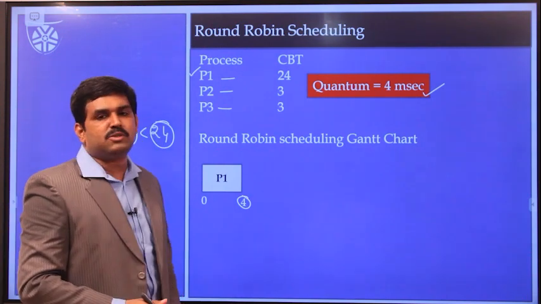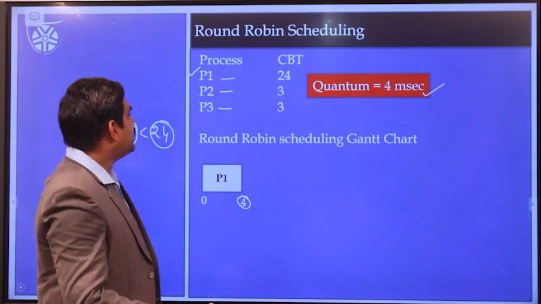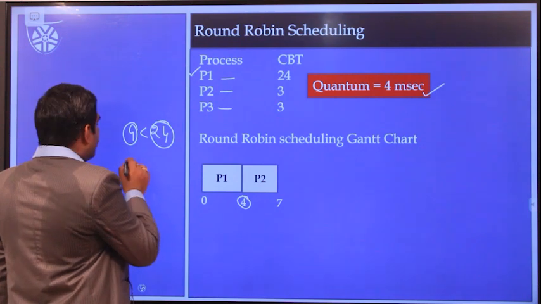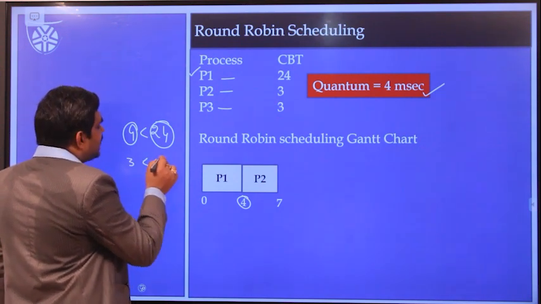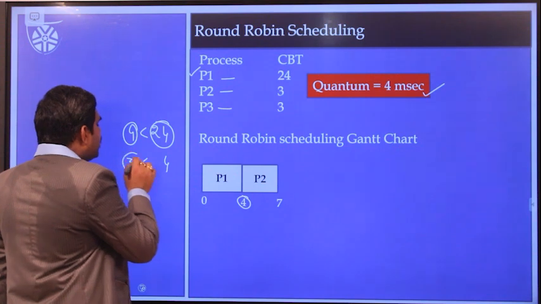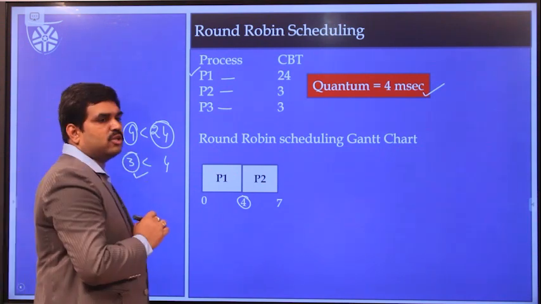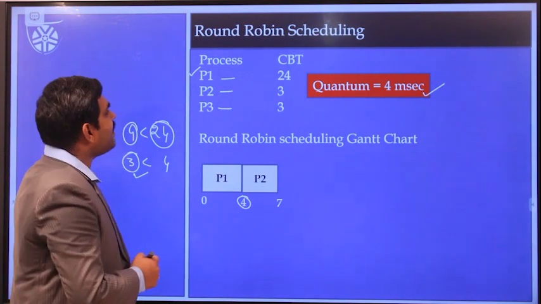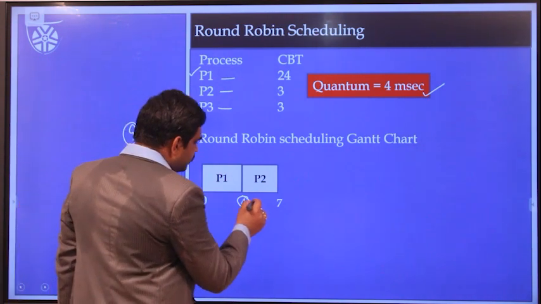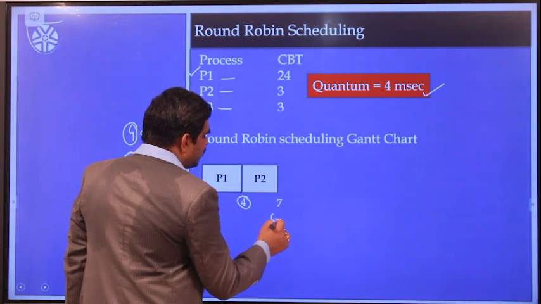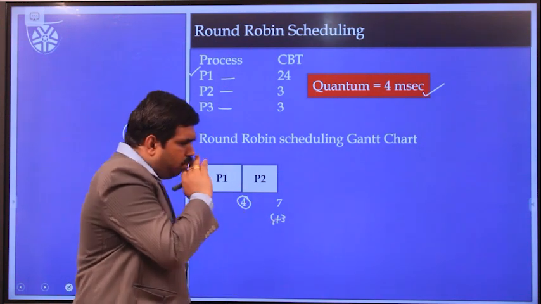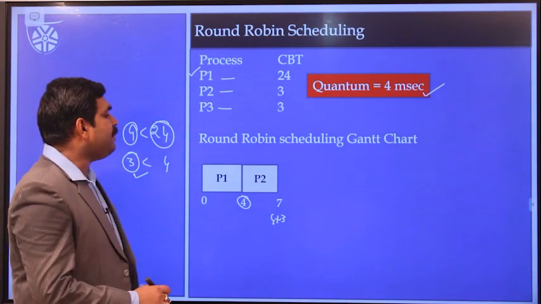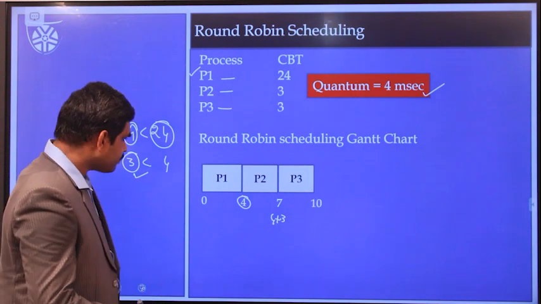Then which process is going to get the CPU next? Immediately the CPU is going to be allocated to process P2. What is the CPU burst time of the process P2? It is 3 seconds. And the time slice is 4 seconds. So compared to 4 seconds, the CPU burst time is lower. Due to that reason, the process is going to be allocated the required CPU burst time, that is 3 seconds. So 4 plus 3 seconds is equal to 7 seconds. After 7 seconds, the CPU is moved from process P2 to P3.